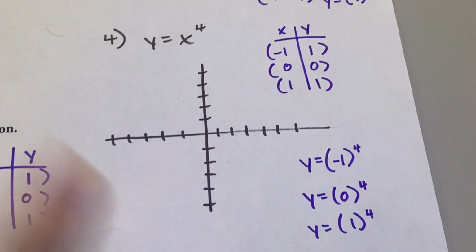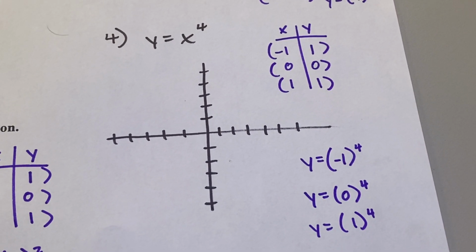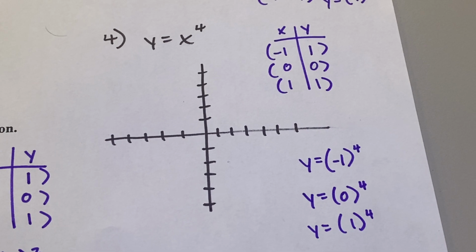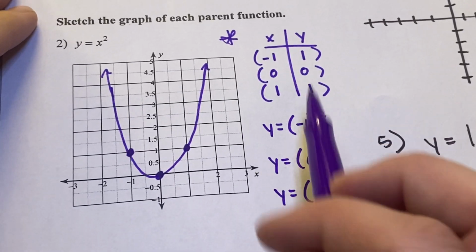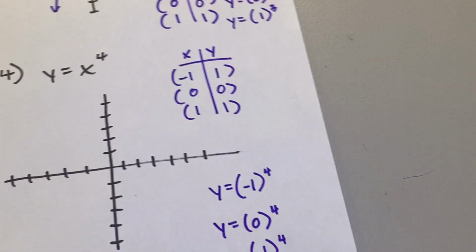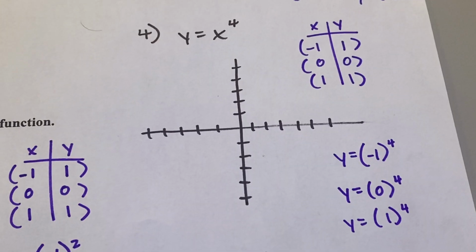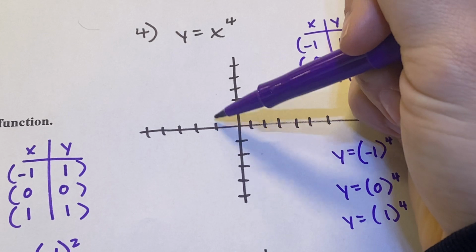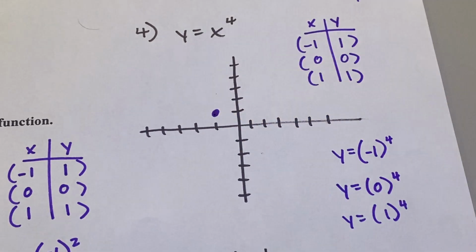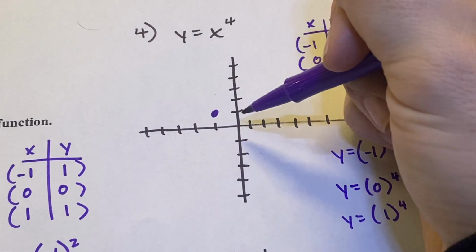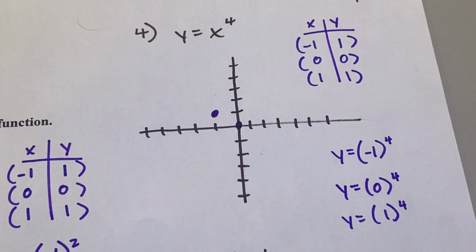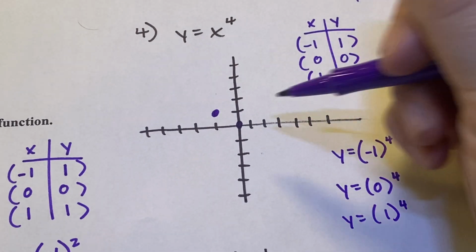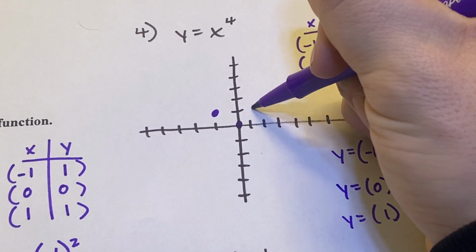And you're going to be like, wait, Mrs. Campbell, these are the exact same parent function points as our quadratic function, our x squared. Yes, you're absolutely right. Let me show you how it's a little bit different though. Okay, let's put our parent function points on the graph. Negative 1, 1. 0, 0. My graph is a little not even, but that's okay. 1, 1.